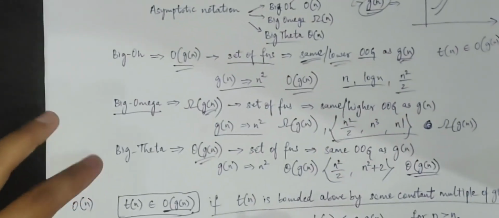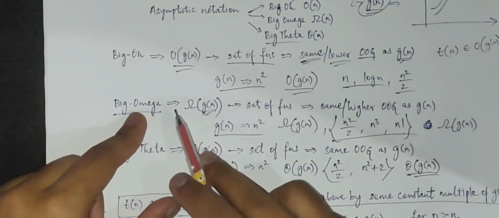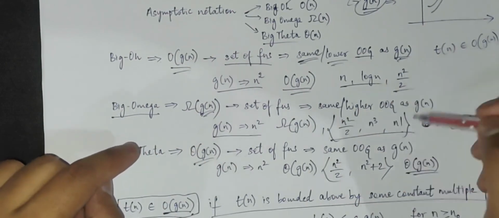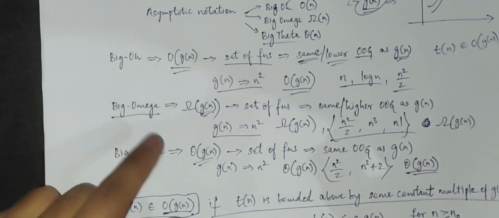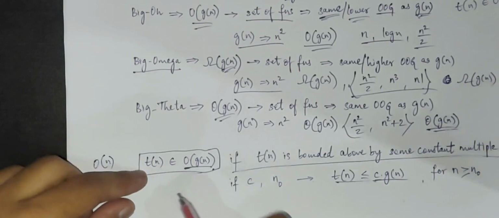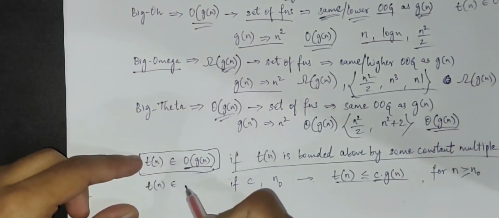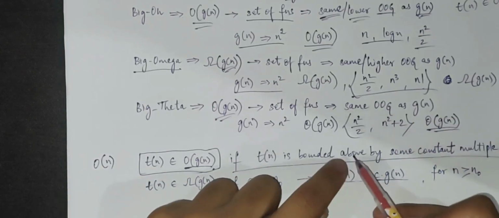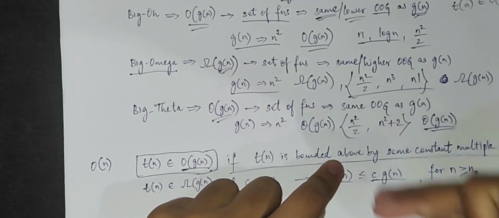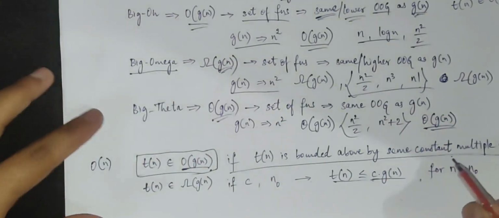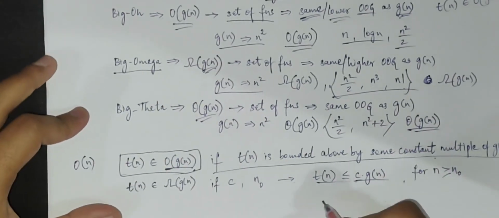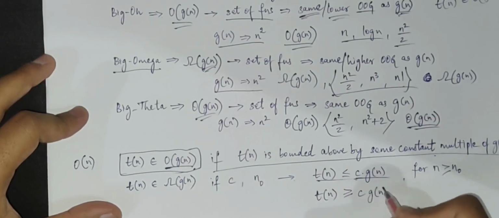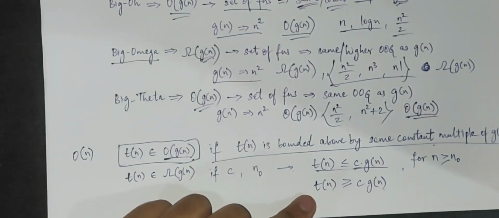Similarly, big omega of n, we know, includes a set of functions having higher or the same order of growth as g of n. We would say that t of n belongs to big omega of g of n if t of n is bounded not above but below, by some positive constant multiple of g of n. So t of n is greater than or equal to a constant multiple of g of n. This is for big omega.